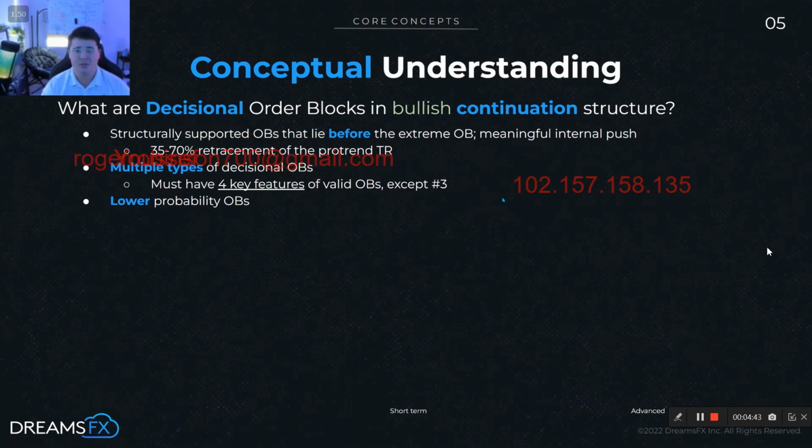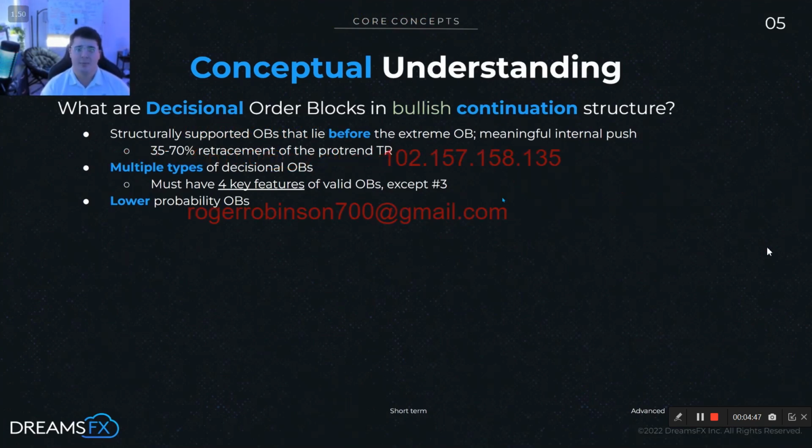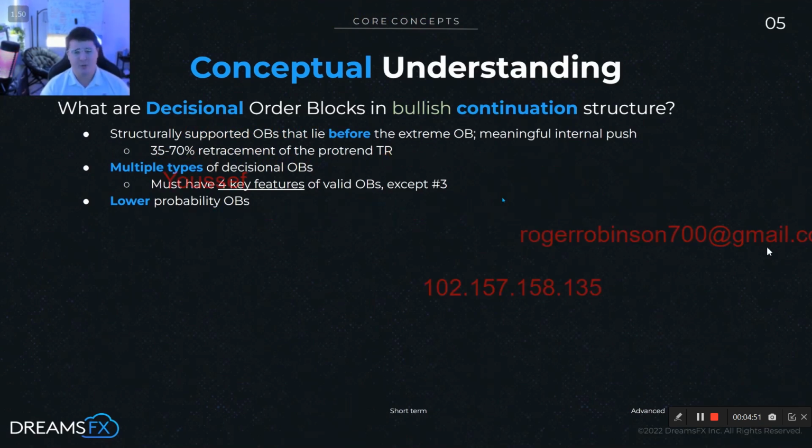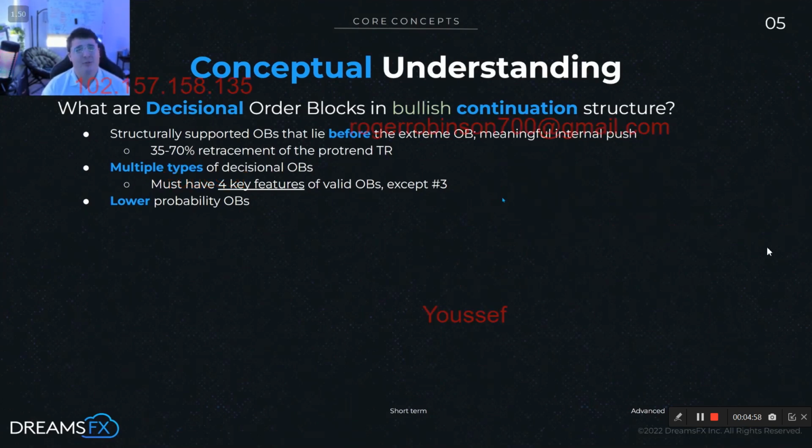So if you're in a sell trend, you want to be identifying your decisional order block between 35% retracement of the range all the way to 70%, because anything above 70% retracement we know is going to be an extreme order block. What makes decisionals very key is that decisionals have multiple different types, some of which even previous students may be exposed to today for the first time.